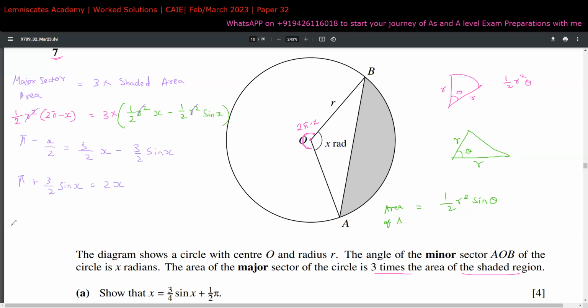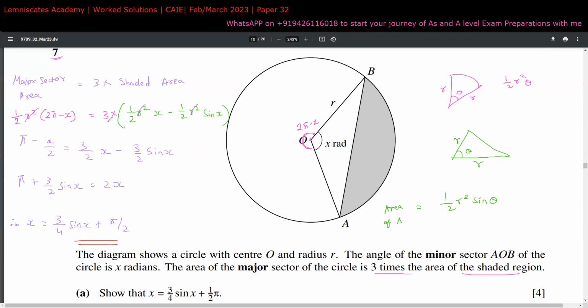Now, if I make x the subject, I'll be getting x is equal to, dividing both sides by 2, pi by 2 plus 3 by 4 sine x. So 3 by 2 divided by 2 is 3 by 4. And that's something that we wanted as the answer. So yeah, that's it. The common practice for this kind of question is to always read out the hints. These hints will lead us to the solution. Okay, so for the major sector, we found out what the area is. For the shaded region, we found out what that area is.